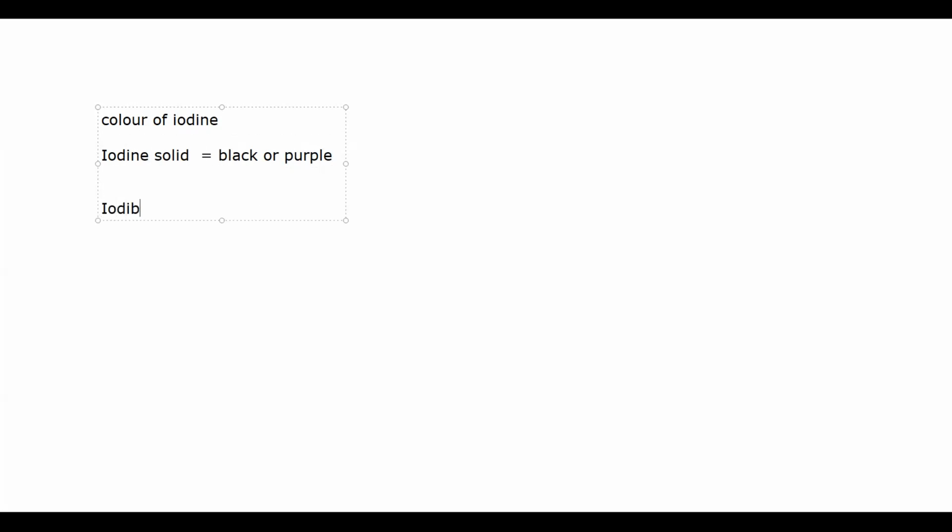Iodine in water, in aqueous solution, and concentrated, will be brown. Iodine in aqueous solution and dilute is yellow, pale yellow. Iodine in aqueous solution with starch is blue black.